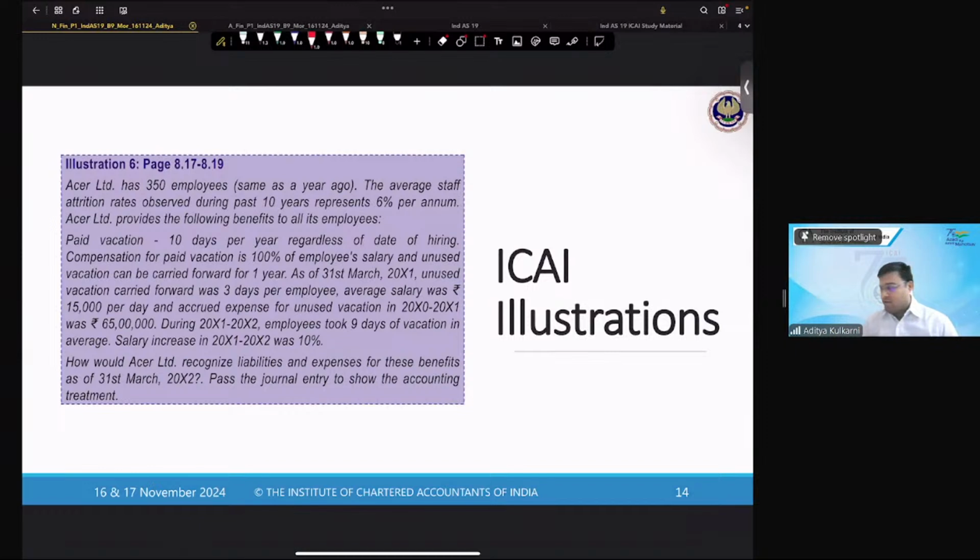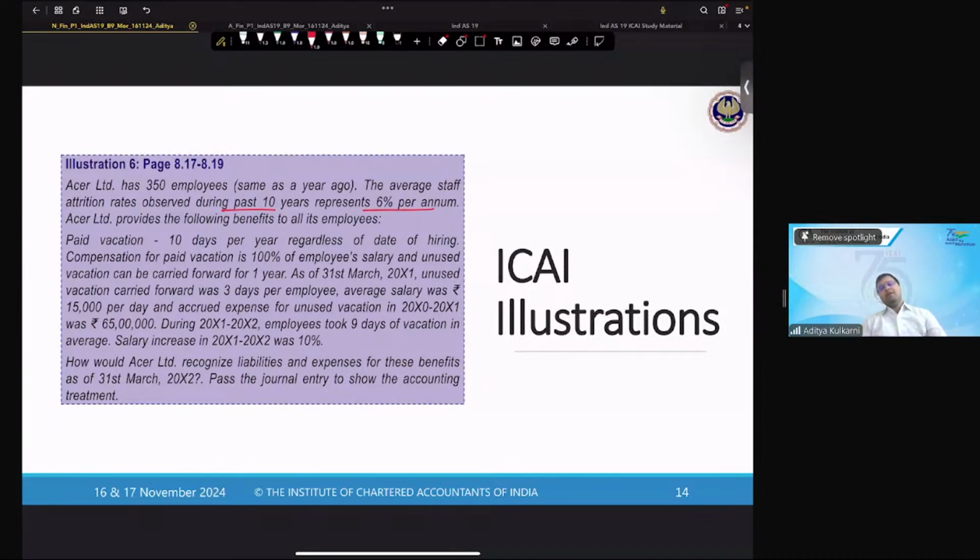Now let us come to this question. This is very much realistic. This is how it happens in practicality. Acer Limited has 350 employees, the same as a year ago. Average staff attrition rates observed during past 10 years is 6% per annum. Attrition rates means number of people who resign, leaving.